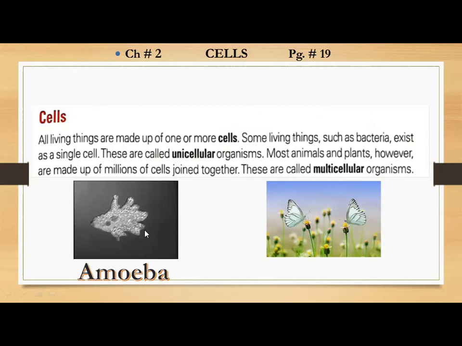In contrast to unicellular organisms, there are organisms whose bodies are made up of millions of cells, and they are called multicellular organisms. And they are numerous in number. For example, human being, goat, sheep, buffaloes, some big trees. Okay, so they are called multicellular organisms.